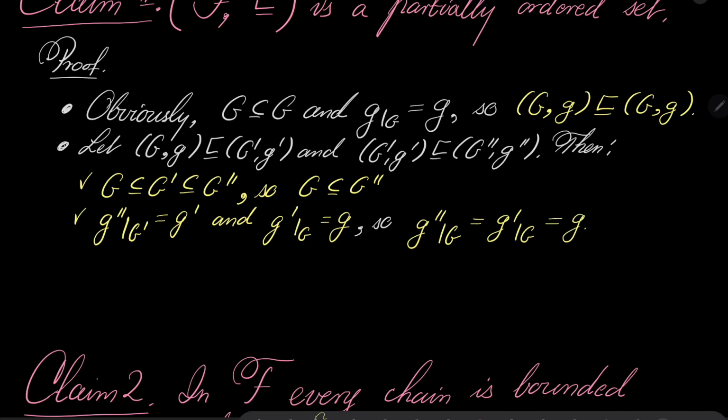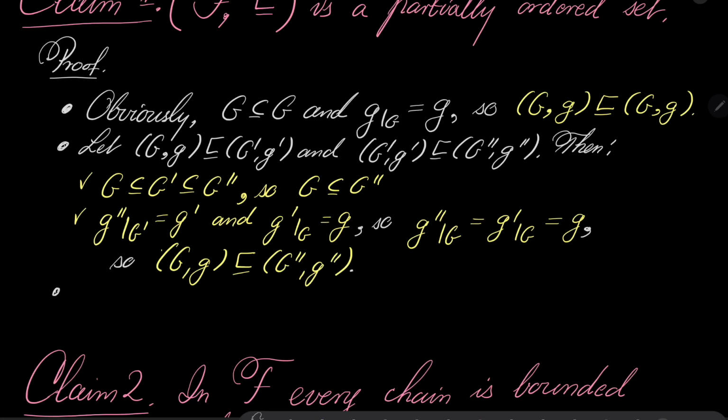So G is in relation with G double prime. So our relation is transitive.